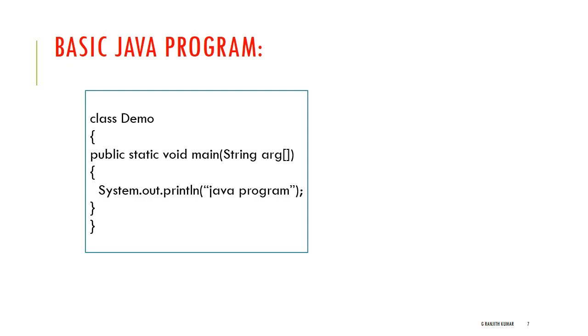For this program, you can use any editor. Generally you can write the program in Notepad++ or Notepad, and save the program with the file name demo.java, because your class name is demo, and the same name should be used as the file name. So the file name is going to be demo.java. You save that file as demo.java.